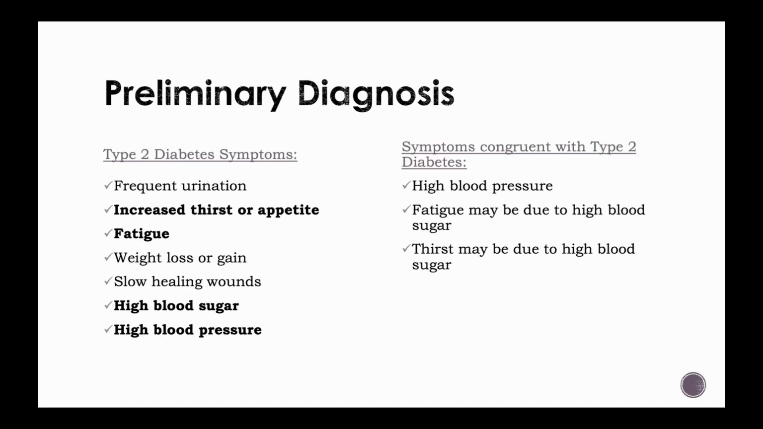The preliminary diagnosis based off of the patient's information would be type 2 diabetes, whose symptoms include frequent urination, increased thirst or appetite, fatigue, weight loss or weight gain, slow healing wounds, high blood pressure, and high blood sugar. The symptom currently congruent with type 2 diabetes in this patient is the presence of high blood pressure. The fatigue the patient is experiencing may be due to high blood sugar, as well as the thirst.